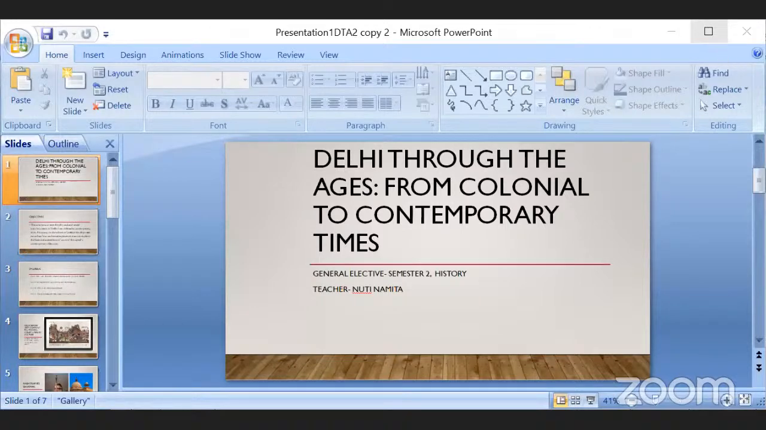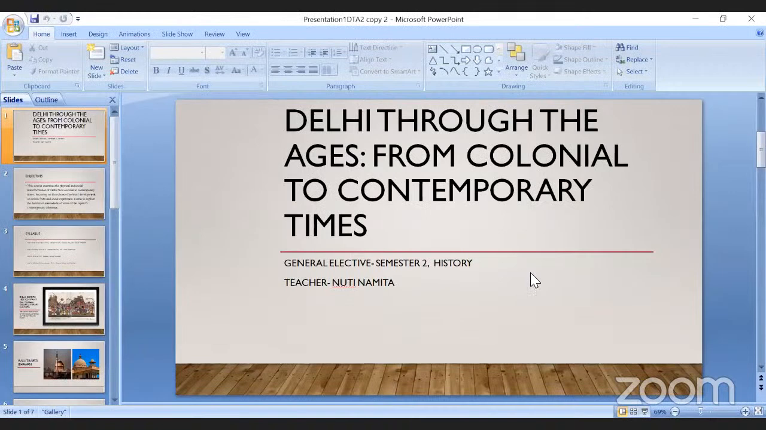Yes. So the history department is offering the GE paper Delhi through the ages from colonial to contemporary times. This is a continuation of the paper offered in the first semester GE. In the first semester we learned about Delhi from the ancient times to the medieval times. But in the second semester, we'll be learning about Delhi and its social and cultural evolution during the modern times.